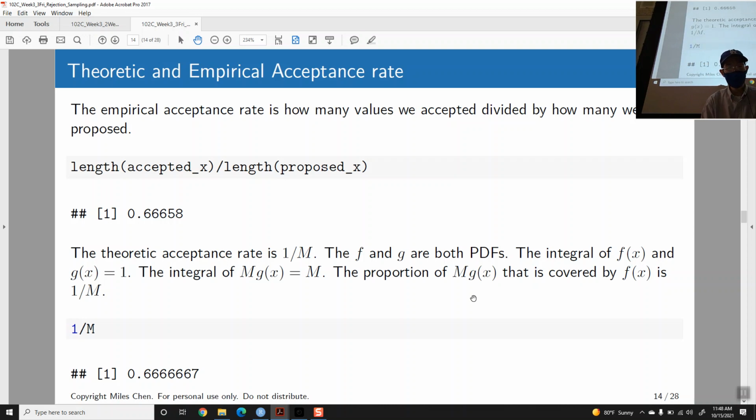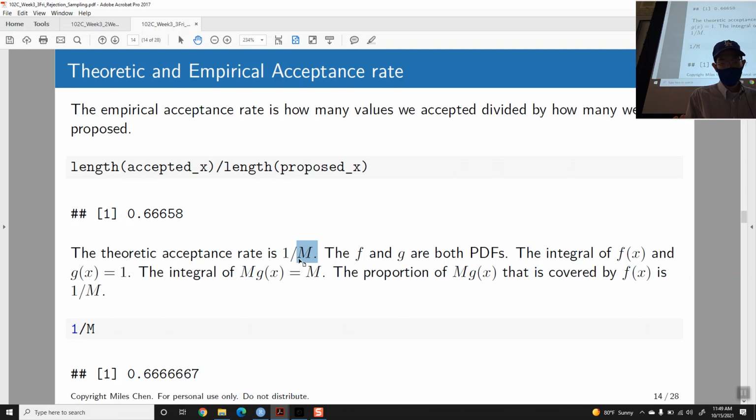Okay, well, if we say, how many values did I accept? Out of the 100,000 values, it looks like I accepted 66,658. So yeah, right around 2/3. And I proposed 100,000 values, okay? The theoretic acceptance rate is going to be 1 over m, right? So I have that constant m, I multiplied m times g. So the theoretic acceptance rate is going to be 1 over m.